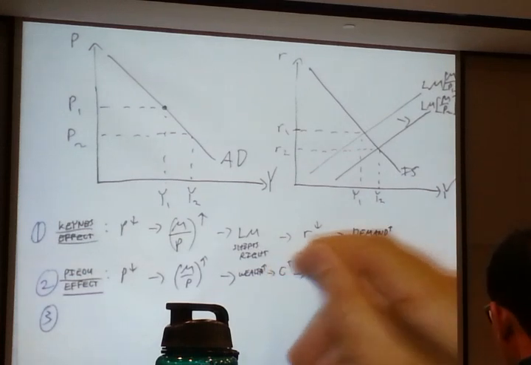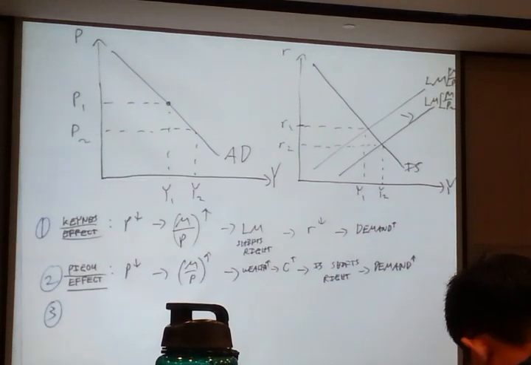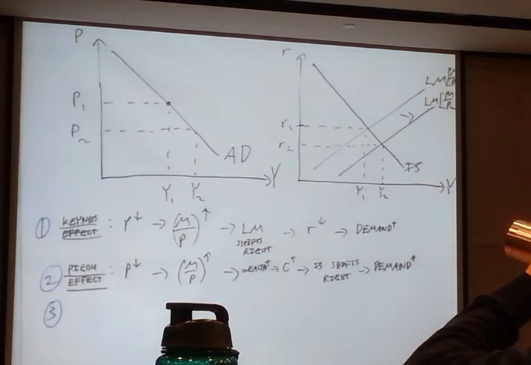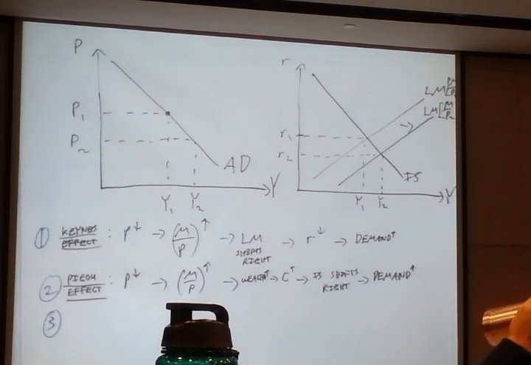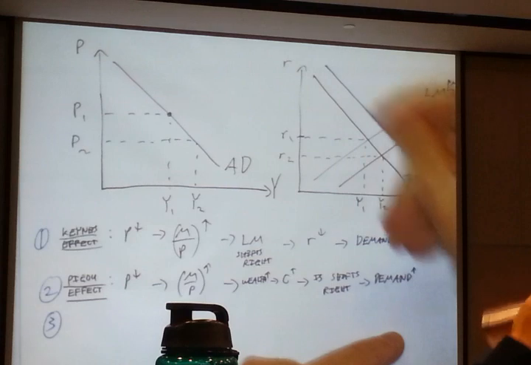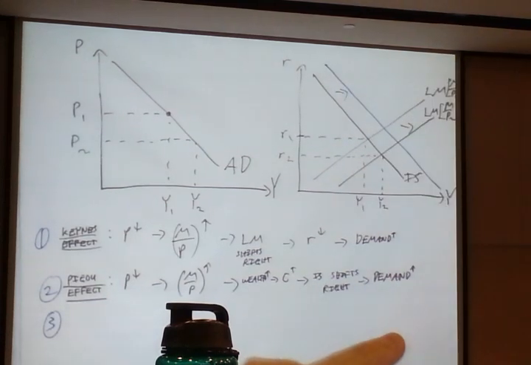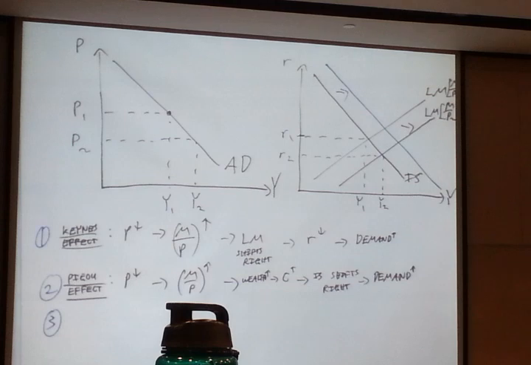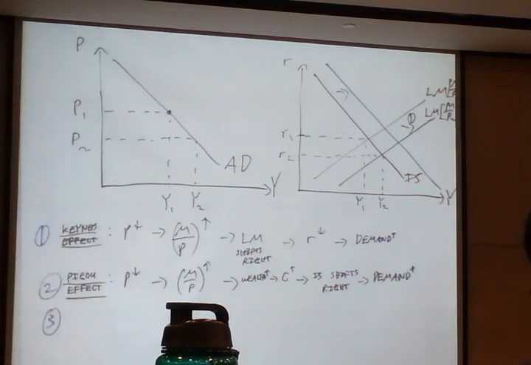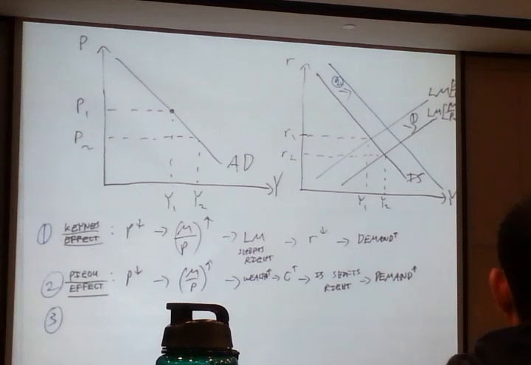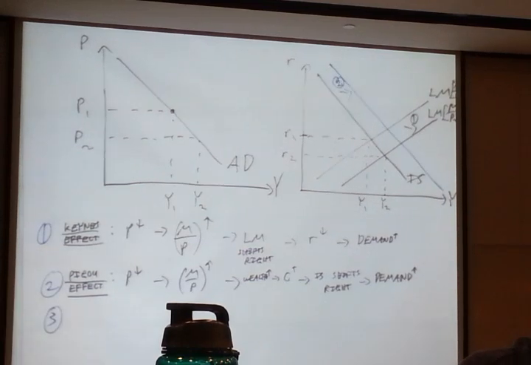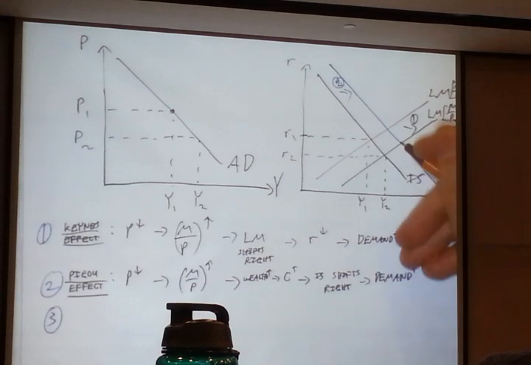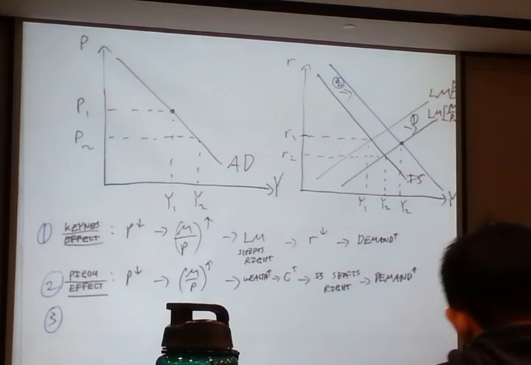I'll even fill in the consumption part. That's the Pigou effect. It would give you a rightward shift of IS. That would magnify the Keynes effect. So this LM shift is number 1. This IS shift is number 2. You can see that you will get a higher level of income.